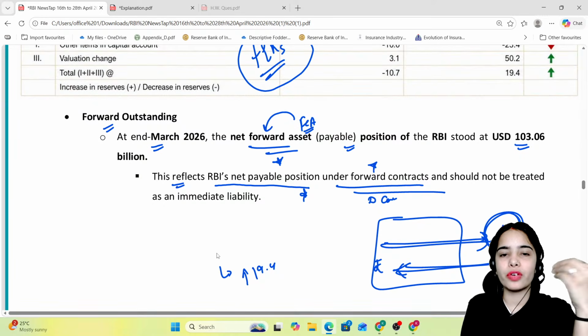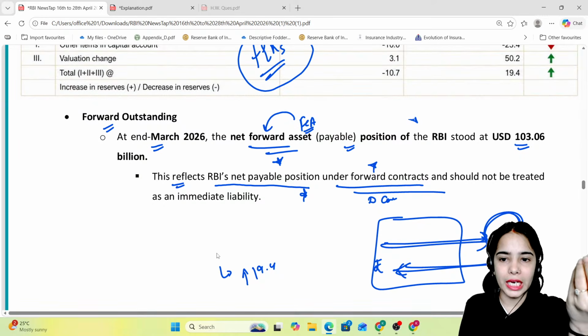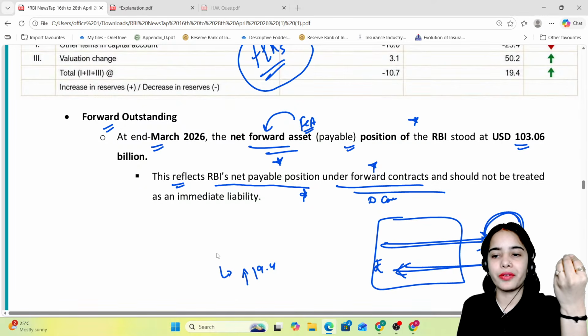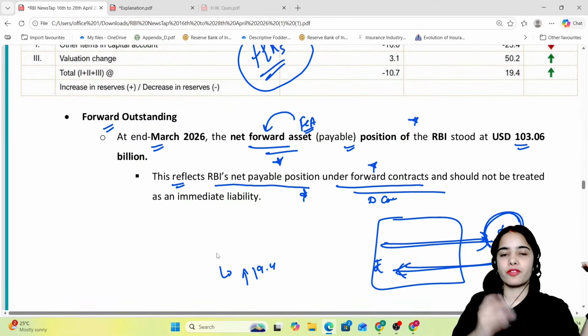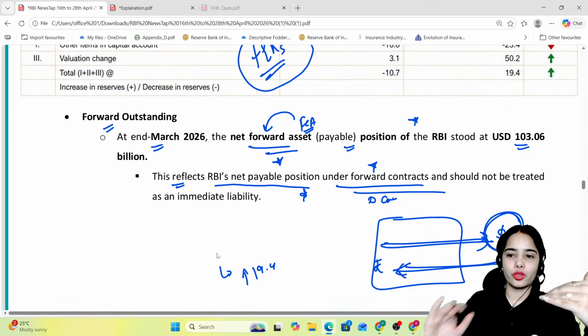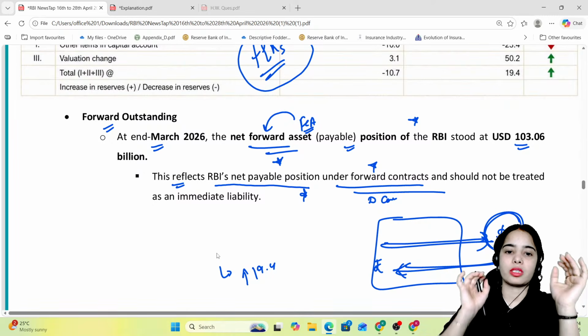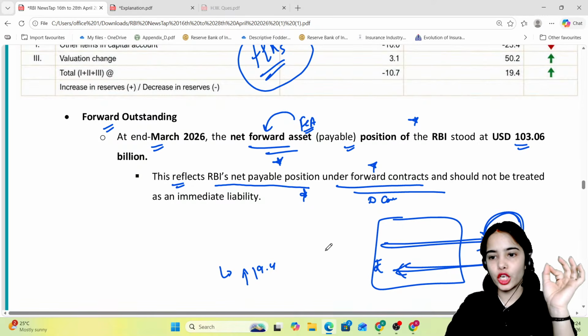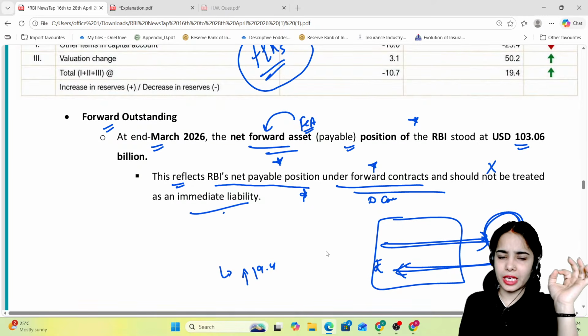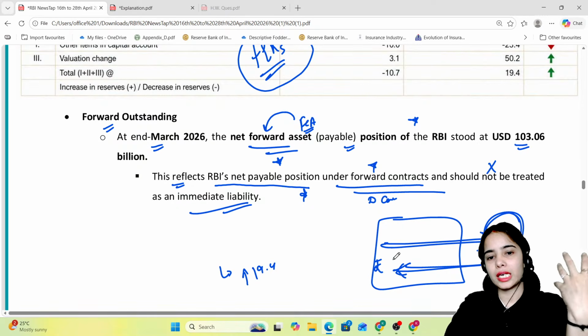So the net forward asset payable by the RBI is at US dollar 103.06 billion. So this is the forward outstanding of the RBI. RBI has to pay $103 billion in a future date. So this should not be treated as an immediate liability because this is a future liability on the RBI.